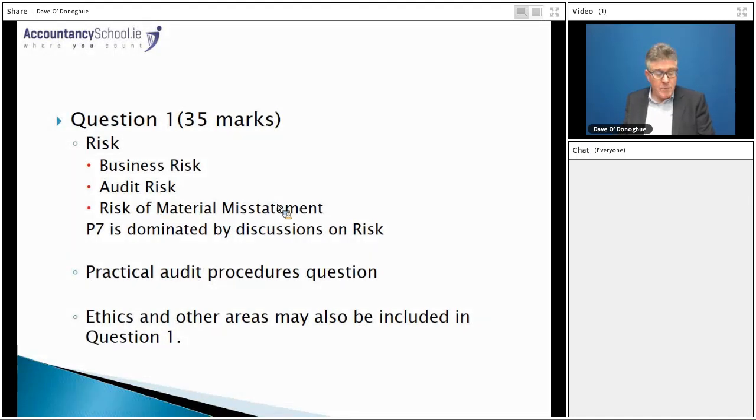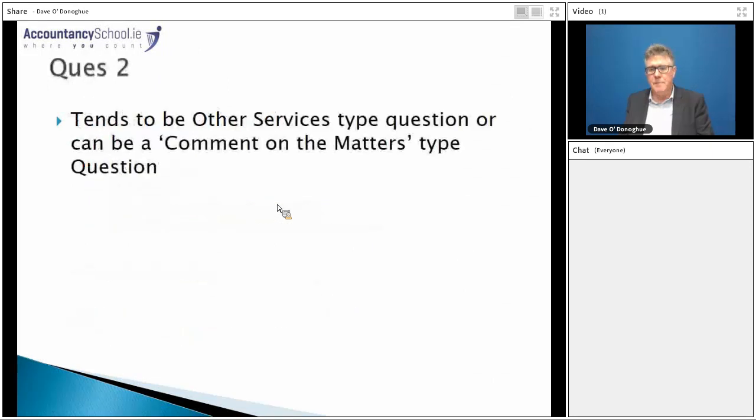Also in question 1, we might see procedures, and there may be a 7-marker in it as well, where you've got to identify ethical issues which have arisen within the case study. So question 1 for 35 marks tends to be covering those areas. There can be other areas, and there have been other areas in question 1 as well.